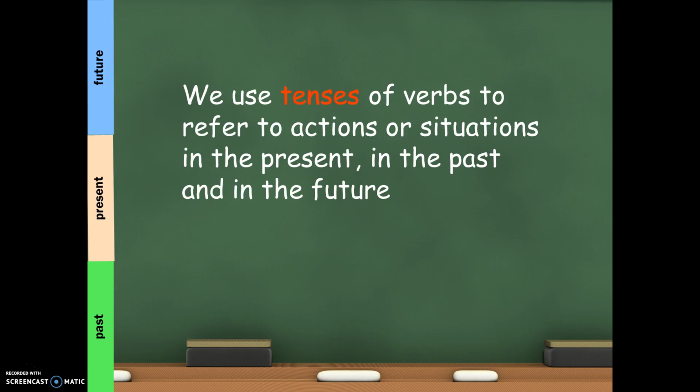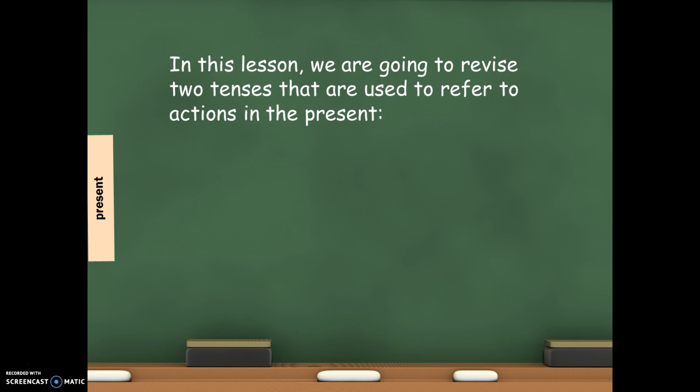We use tenses of verbs to refer to actions or situations in the present, in the past, and in the future. In this lesson, we are going to revise two tenses that are used to refer to actions in the present: the present simple and the present continuous.